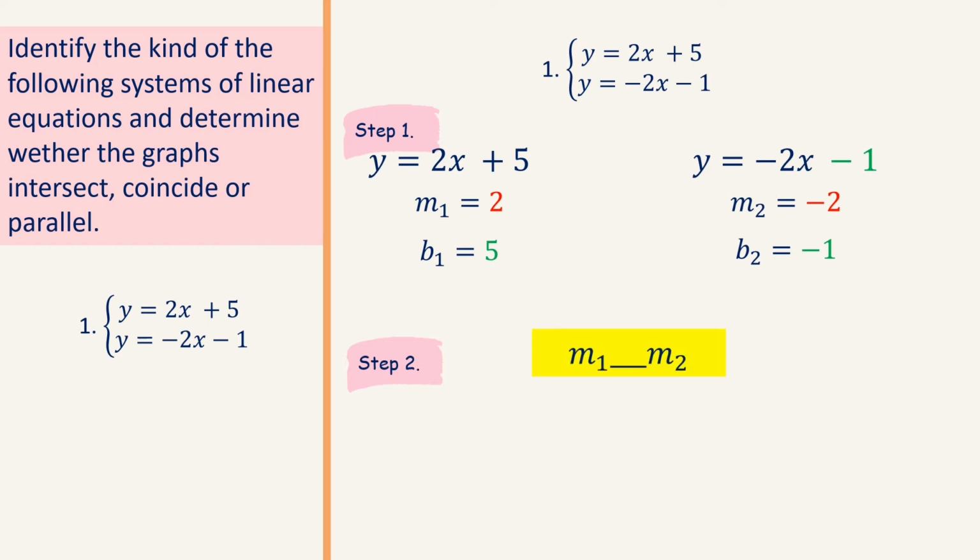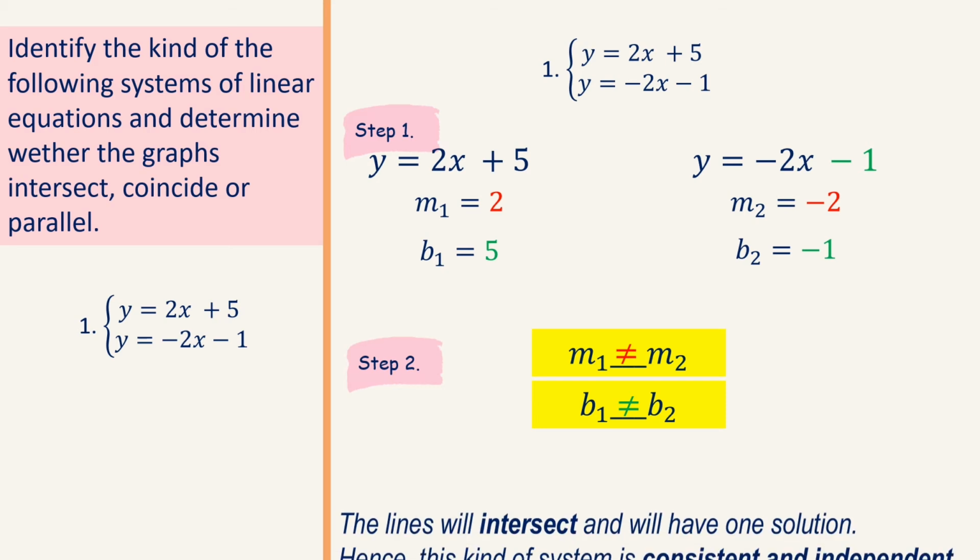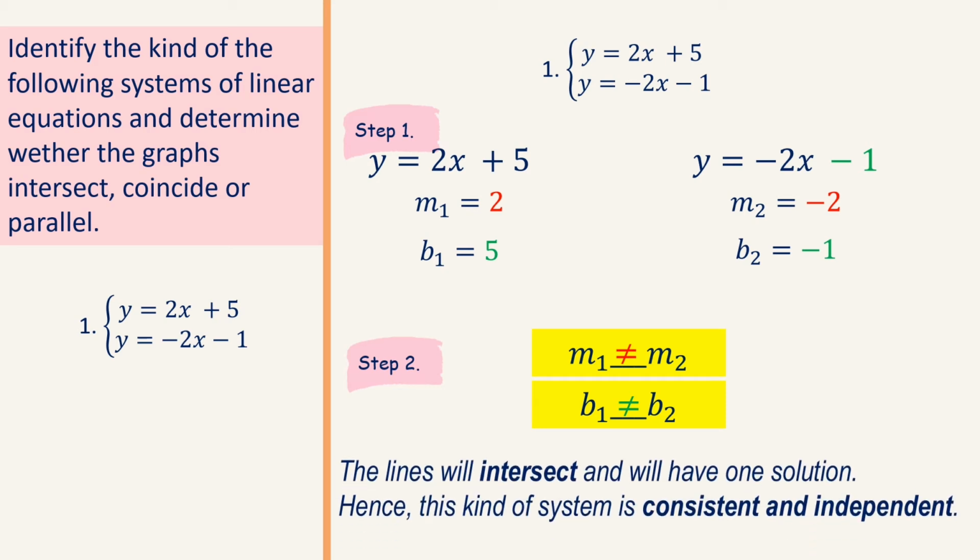Compare the slopes, 2 and negative 2. Okay, yes, they are unequal. Compare the y-intercepts, 5 and negative 1. They are also unequal. Since the slopes and the y-intercepts are both unequal, we can say that the given system of linear equations is consistent and independent. This means that the lines will intersect and will have one solution.